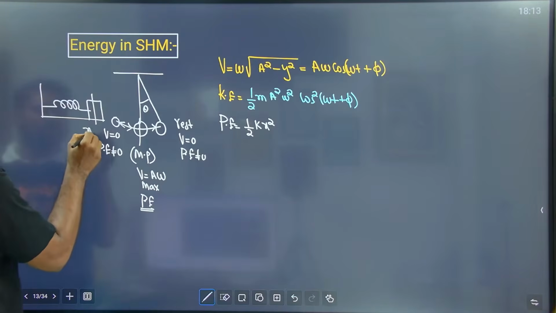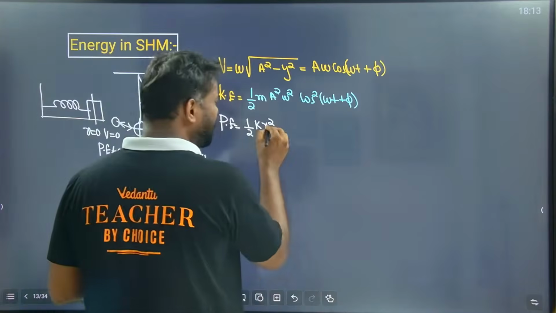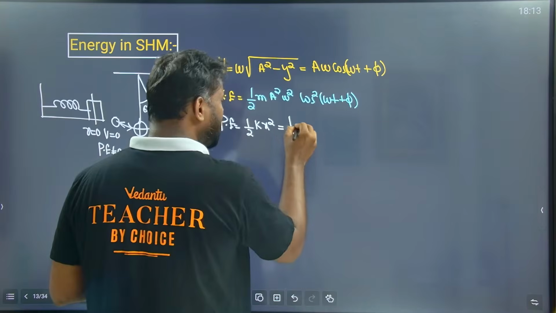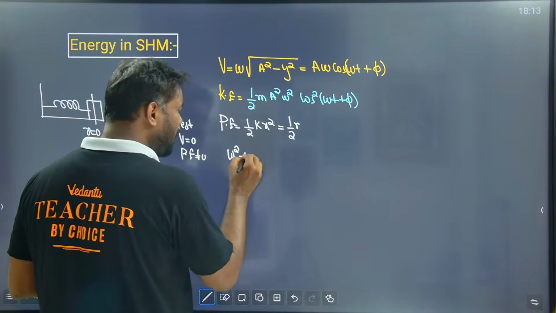So this is x is equal to 0. Right? This is what I am going to represent, the x direction displacement. This is 1 by 2 m. Now how can we represent k? Omega square is equal to k by m.